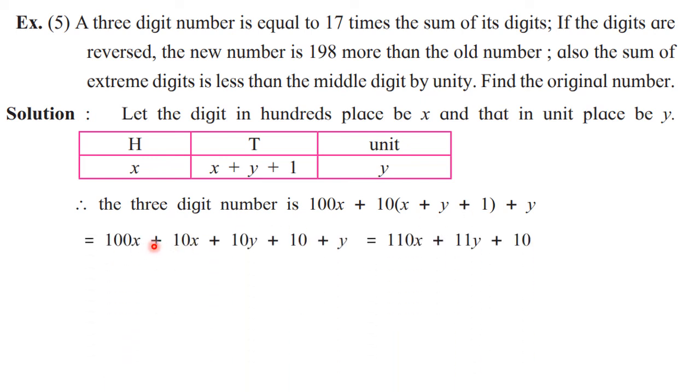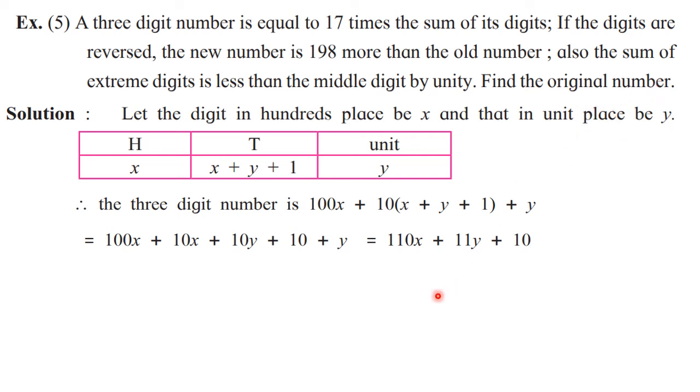So 100x plus 10x plus 10y plus 10 plus y is equal to, now add them. Like terms you add. 100 plus 10 is 110. Then 10y and 1y, so 11y. And here 10 as it is. So this is our original number which we want to find out.